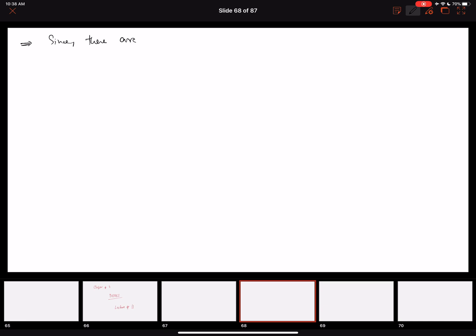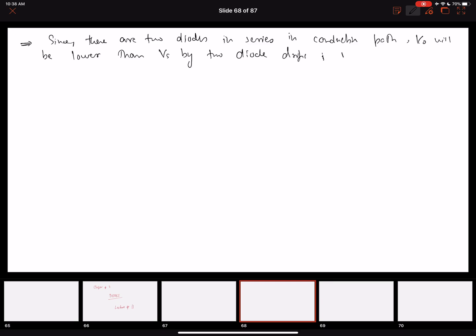Since there are 2 diodes in series in conduction path, V naught will be lower than Vs by 2 diode drops, right? So this is what we said. V naught will be equal to Vs, the peak value of the Vs, minus 2 Vd. All right.